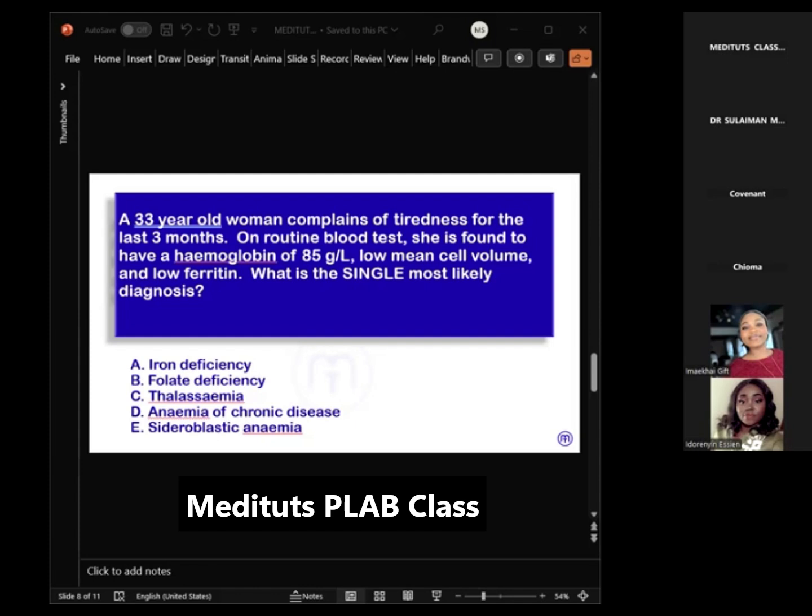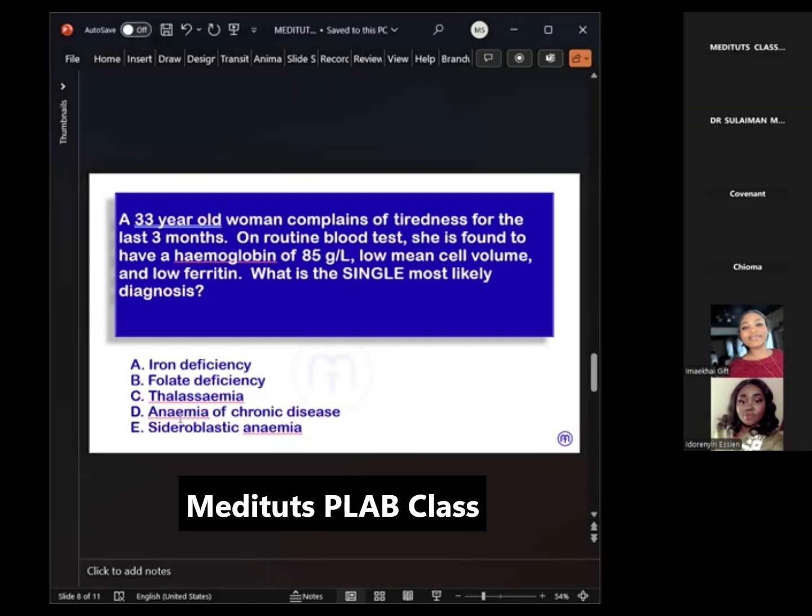Okay. So from the question, what are the key things you've noted? We can say that she has an anemia, and she has low ferritin and low mean cell volume. So the low mean cell volume tells us that it is what kind of anemia? A microcytic anemia. Yes, it tells us that this is a microcytic type of anemia. So anything that is not microcytic here is probably not correct. So things like anemia of chronic disease that is predominantly normocytic, things like folate deficiency that is macrocytic, they go out of the window.